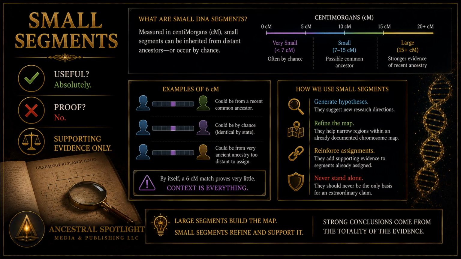Small DNA segments are often misunderstood. Some are inherited from genuine common ancestors. Others occur purely by chance. Some may even represent very ancient ancestry that cannot realistically be assigned to a single documented ancestor. This doesn't make them worthless. It simply changes how we use them. Small segments generate hypotheses. They suggest new research directions. They may reinforce already established chromosome assignments. What they should never do is serve as the entire basis for an extraordinary genealogical claim.